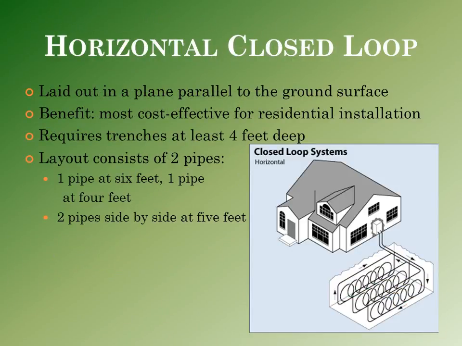A horizontal closed-loop system has the heat exchanger pipes that are laid out parallel to the ground surface. This type of installation is generally most cost-effective for residential installations, particularly for new construction where there is enough space available. It requires trenches at least 4 feet deep. The most common layout uses either two pipes, one buried at 6 feet and the other at 4 feet, or two pipes placed side by side at 5 feet in the ground in a 2-foot wide trench.